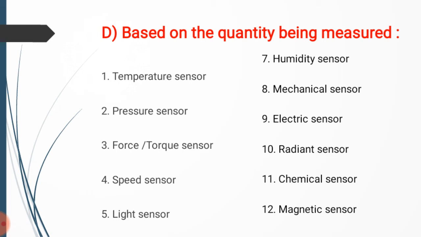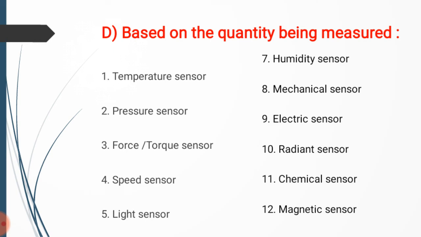Next type is the mechanical sensor. Mechanical sensors are generally used for measurement of mechanical quantities such as position, displacement and similar quantities. Next type is the electrical sensor. The electrical sensor directly senses, that means there is a direct electrical circuit or electrical equipment used as a sensing element.